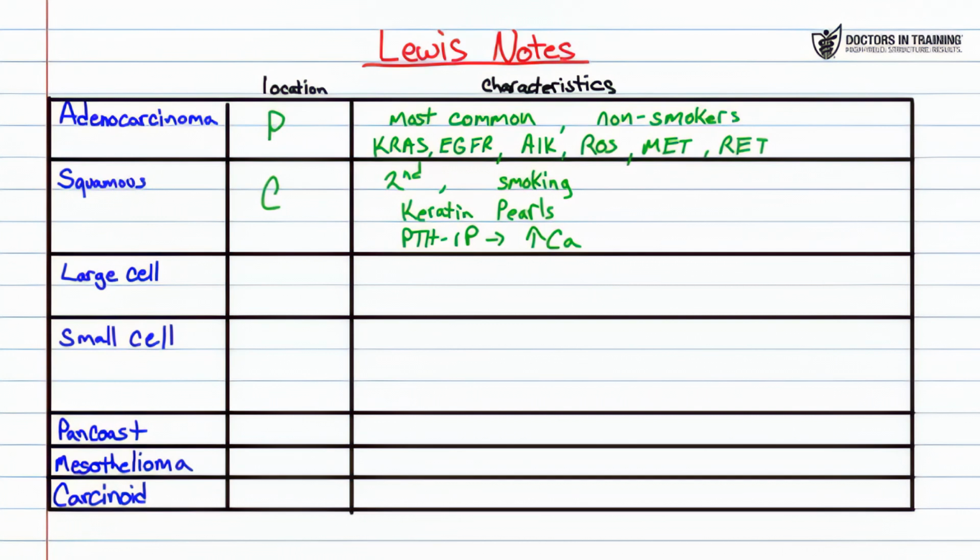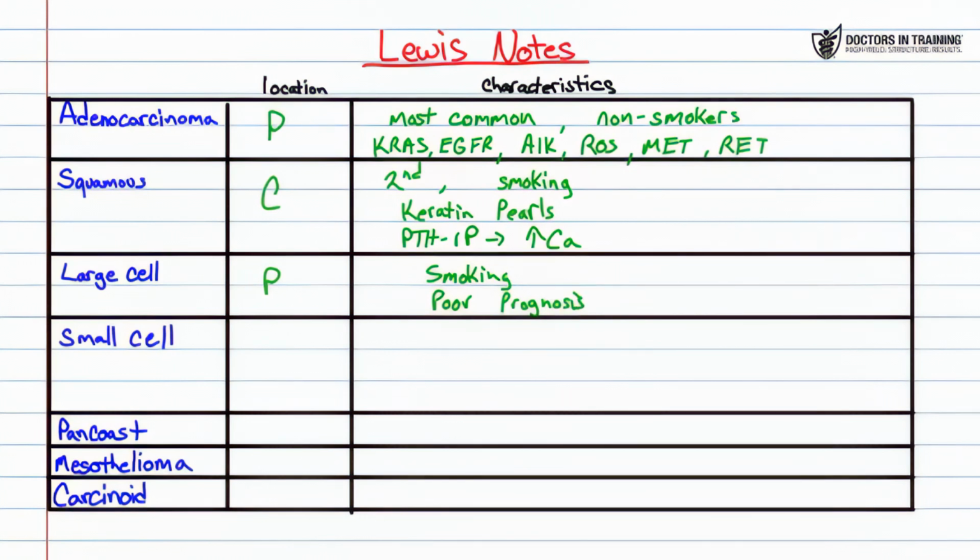Moving on to large cell, we're back to a peripheral cancer. There's not a whole lot with large cell. It's also associated with smoking. Not a lot of high-yield stuff with this one. Remember, this one has a poor prognosis too. It's undifferentiated. So poor prognosis for large cell, but not a lot of buzzwords.